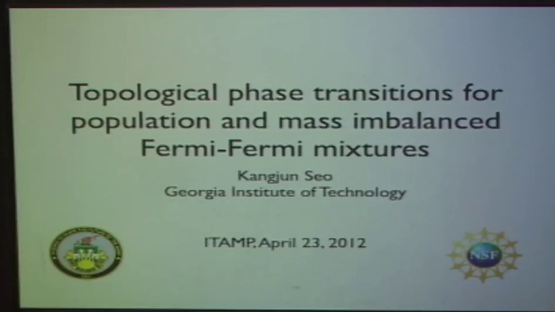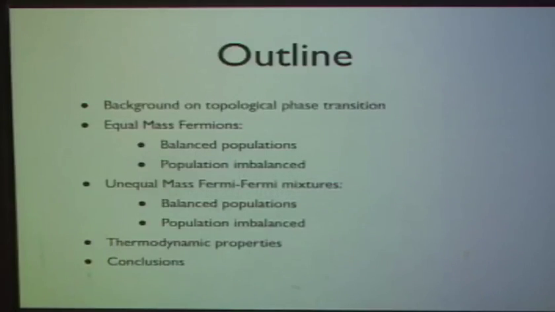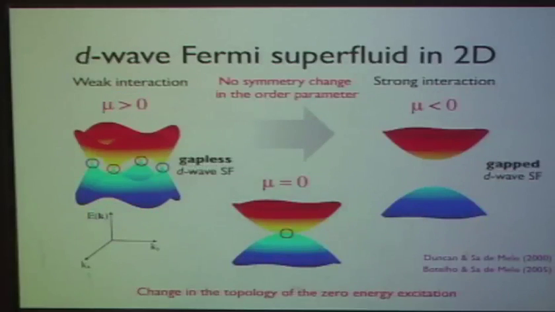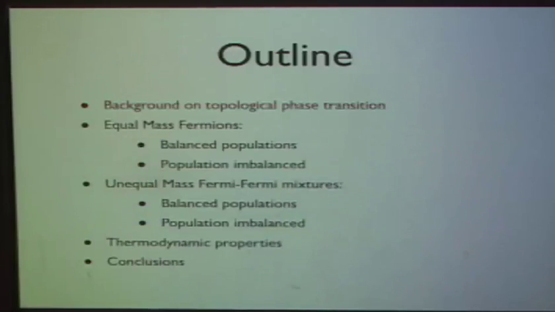So today I'm going to talk about the topological phase transition in population and mass imbalanced Fermi mixtures. The outline of this talk is: first, I'm going to talk about the topological phase transition in the ultra-cold Fermi system, and then briefly review the equal mass fermions and then unequal mass Fermi mixtures, and briefly discuss thermodynamic properties, how to probe the topological phase transition in these systems.